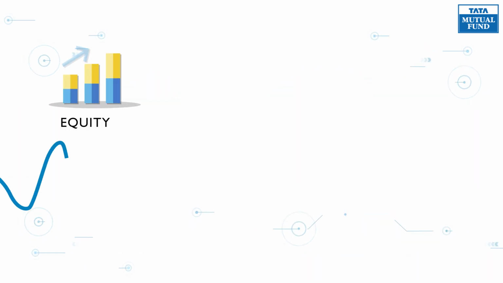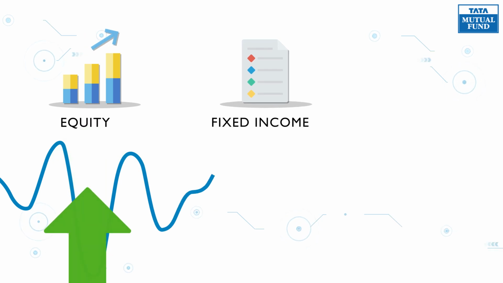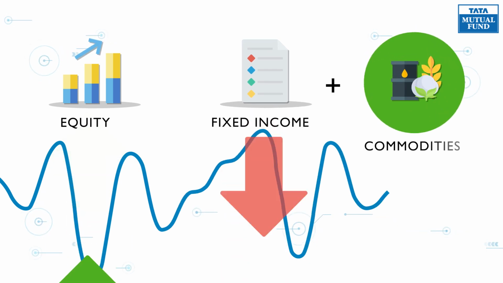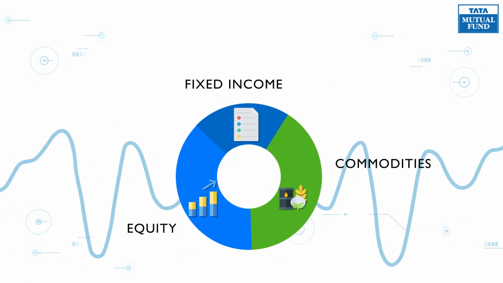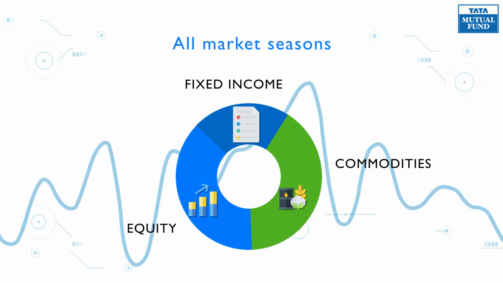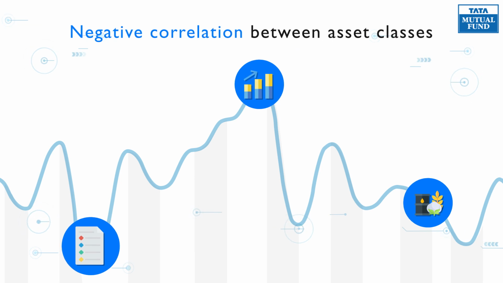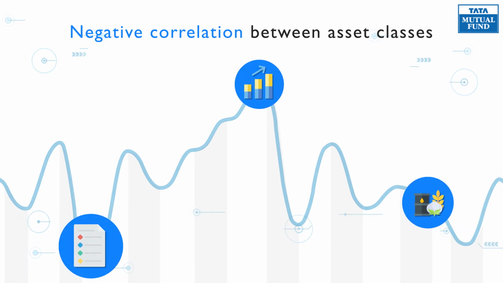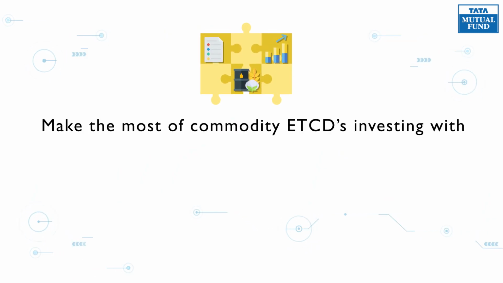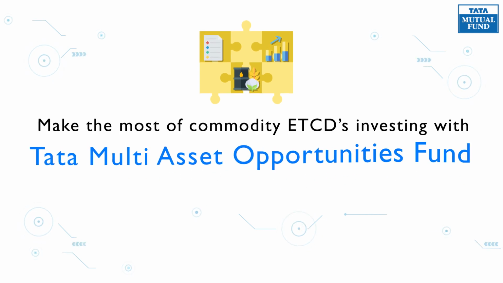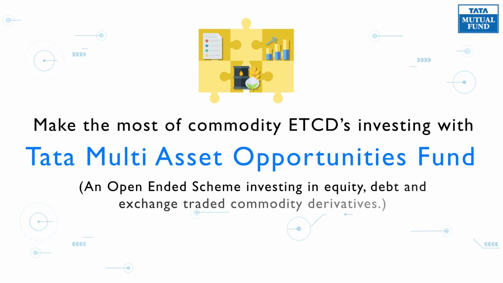As equities generally work in economic upcycle and debt in downcycle, combining it with commodities can help you create an ideal portfolio that may work well in all market seasons. Moreover, negative correlation between asset classes can help to reduce the overall portfolio risk. So go ahead and make the most of commodity ETCDs investing with Tata Multi-Asset Opportunities Fund.